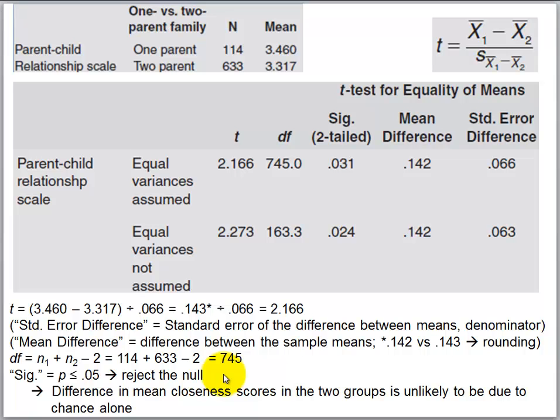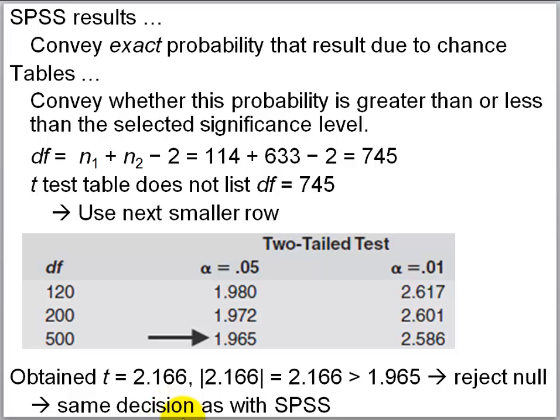And as you know, whenever the null is rejected, automatically the decision gets made on the alternative, and it's the opposite decision, so we are going to accept the alternative hypothesis. Value of p is indeed less than 0.05. That's conveying to us that the difference in mean closeness scores in the two groups is unlikely to be due to chance alone. There's a 3% chance of obtaining these results or more extreme results given a true null. Less than 0.05, we reject the null.